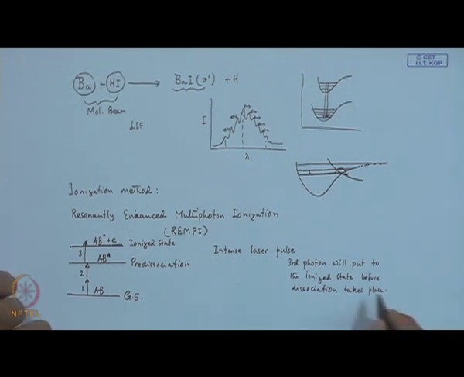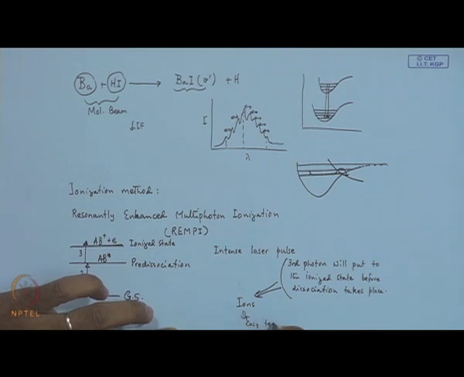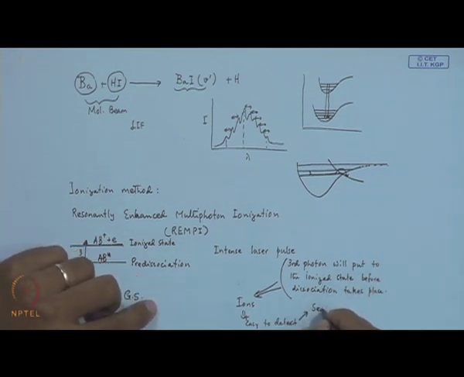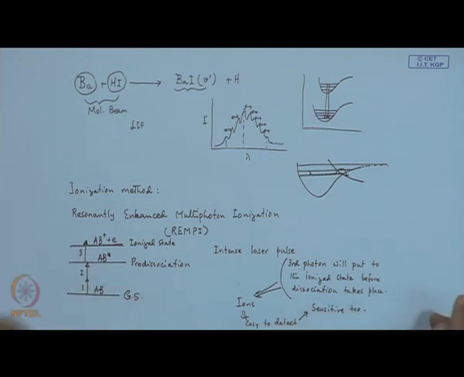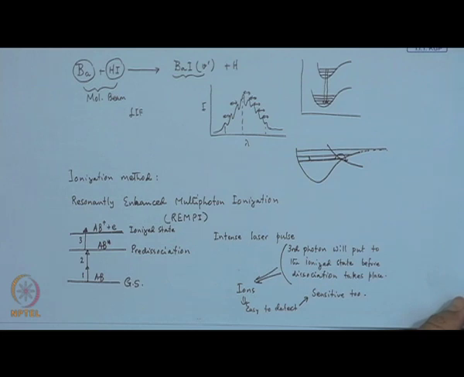Okay. And the thing is that since ions are generated from this, you get ions. So you can detect ions, and ions are easy to detect, and it is a very efficient and sensitive technique. So this way, using resonantly enhanced multiphoton ionization, you can also find out; it is another way.